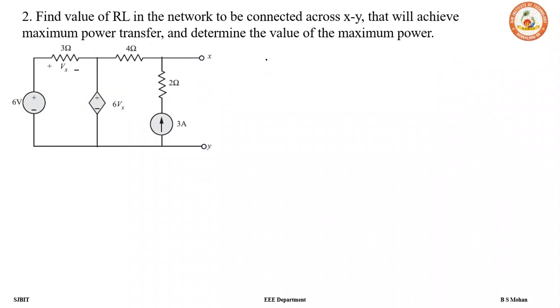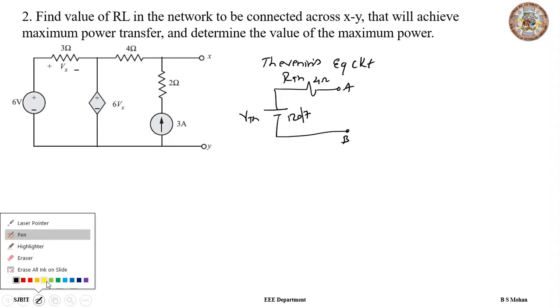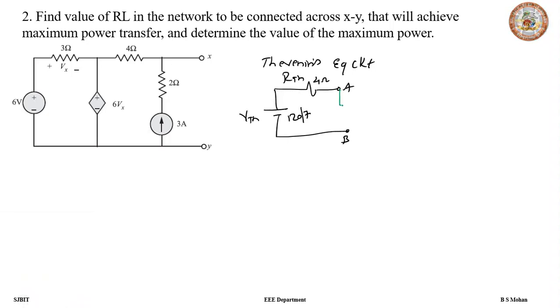So the Thevenin equivalent circuit has VTH and RTH, which is connected across the load. The value of VTH is 120 by 7. The value of RTH is 4 ohms, and thus the value of RL is the same as RTH, so that we get maximum power transferred. And then what is the maximum power transferred?